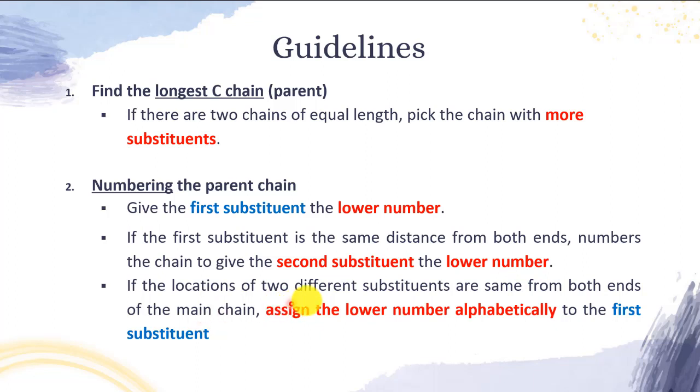And if there are two different substituents and they are at the same positions from both ends of the main chain, we want to assign the lower number alphabetically to the first substituent. So that means if the positions are the same for both the left-hand side and the right-hand side, we will follow the alphabet A, B, C, D, E, depending on which end will start first.